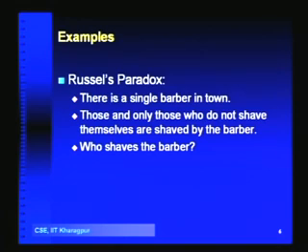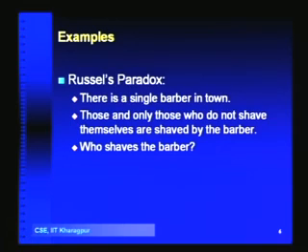Those and only those who do not shave themselves are shaved by the barber, and then the question is, who shaves the barber? Because if the barber shaves himself, then by this statement the barber does not shave himself, because if the barber shaves himself, then he is not shaved by the barber, which is a contradiction. And if the barber does not shave himself, then he has to be shaved by the barber, which again is a contradiction.